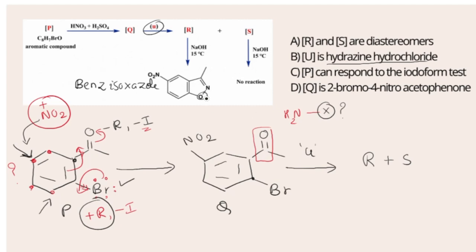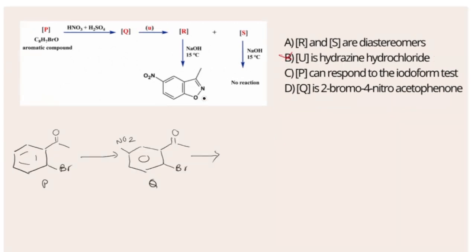But look at this molecule. The nitrogen is attached to oxygen. That means this X is nothing but OH. It has to be OH. Is this a hydrazine molecule? No, hydrazine is NH2NH2. So it is not a hydrazine molecule. This is a hydroxylamine molecule. Therefore, option B you can rule out right here. So let's use this hydroxylamine and check what products we are going to get. After carefully examining the structure of benzisoxazole, we get to know that the compound U is nothing but hydroxylamine, NH2OH.